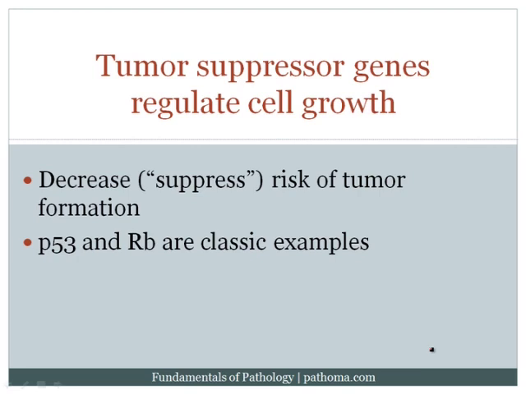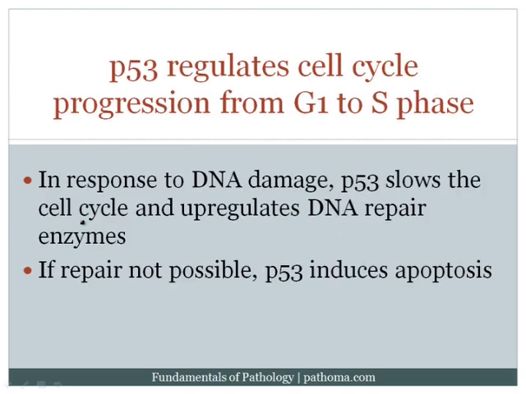So the key idea here is that tumor suppressor genes decrease, i.e. suppress, the risk of tumor formation. And the two classic examples are p53 and retinoblastoma. So let's take a moment to discuss each of these. Now, what does p53 do? It regulates the cell cycle. In particular, it regulates the G1 to S phase.